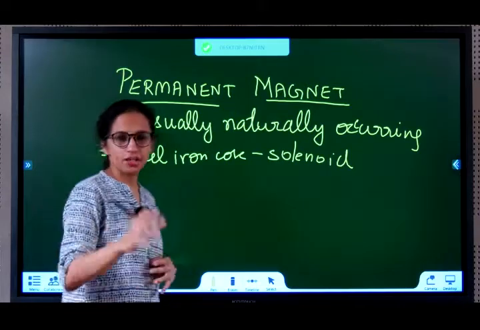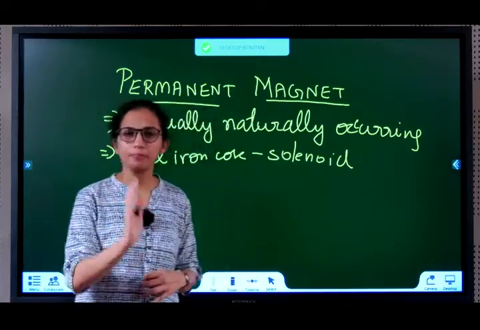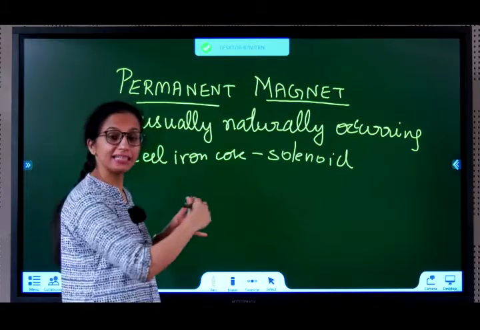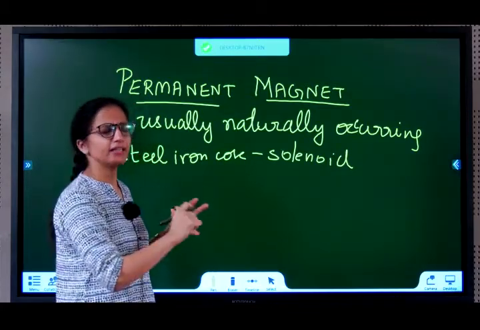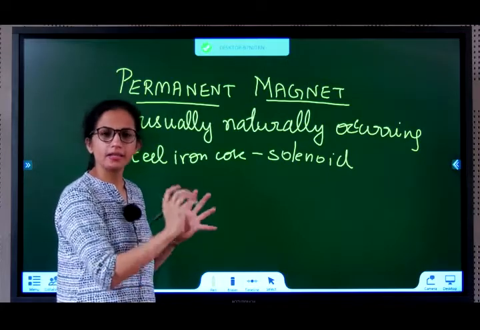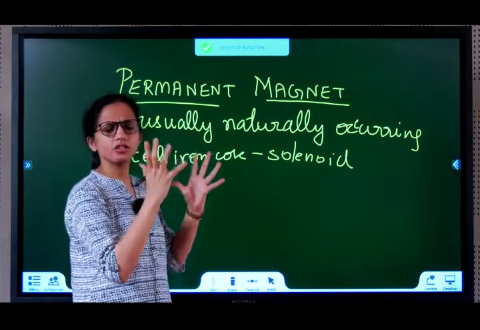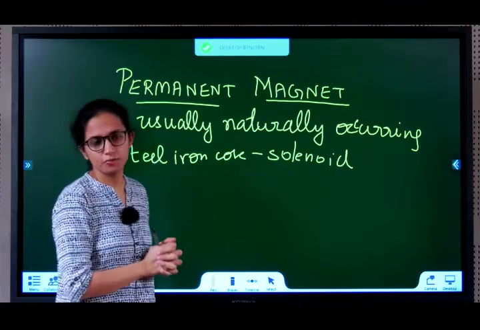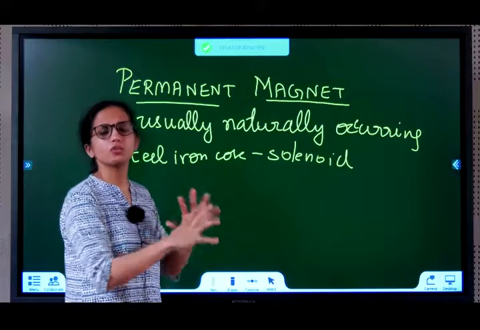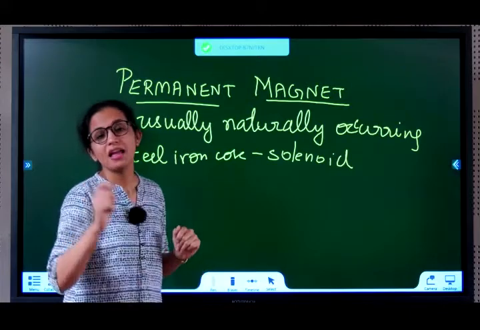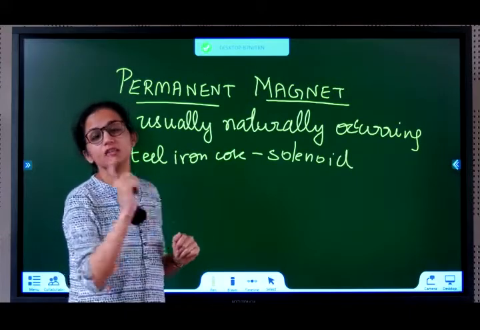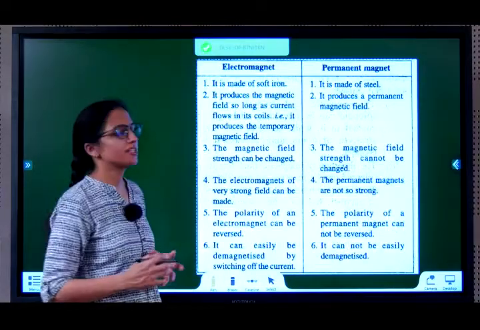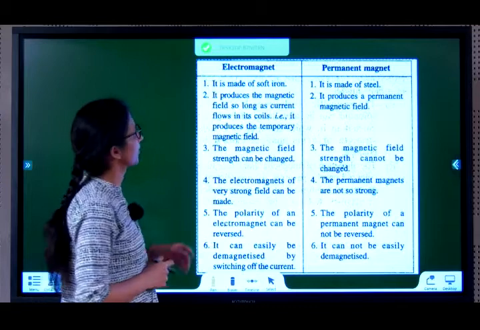Is it possible by any chance to create a permanent magnet? Yes, but what do you have to use? Take a solenoid, instead of placing the soft iron core inside, keep a steel core and increase the current a lot. That means the magnetic field strength is too much. There is a strong magnetic field strength produced. This magnetic field strength will magnetize the steel core itself, and once you switch off the current, the steel core still remains magnetized.